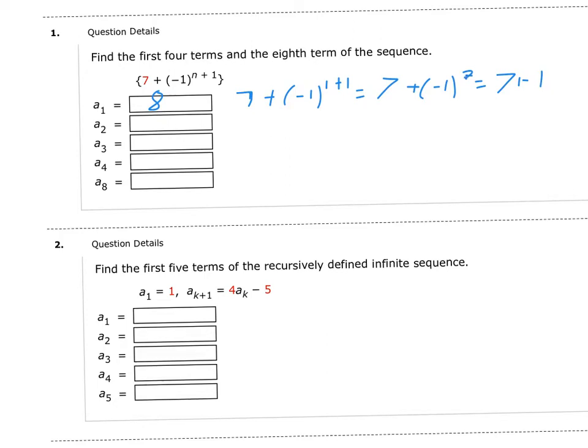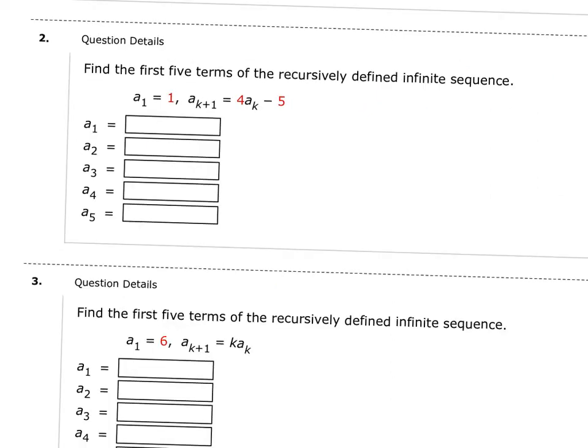Like I said, you're really just plugging in that subscript into the exponent and seeing what you get out. All right, next up here we have the recursively defined sequence, and so that's always where the next term is based on the previous term. Now the good news here is that we're already given the first term, and that'll be 1. And so what this right here is saying is that the next term is always found by doing 4 times the previous term minus 5.